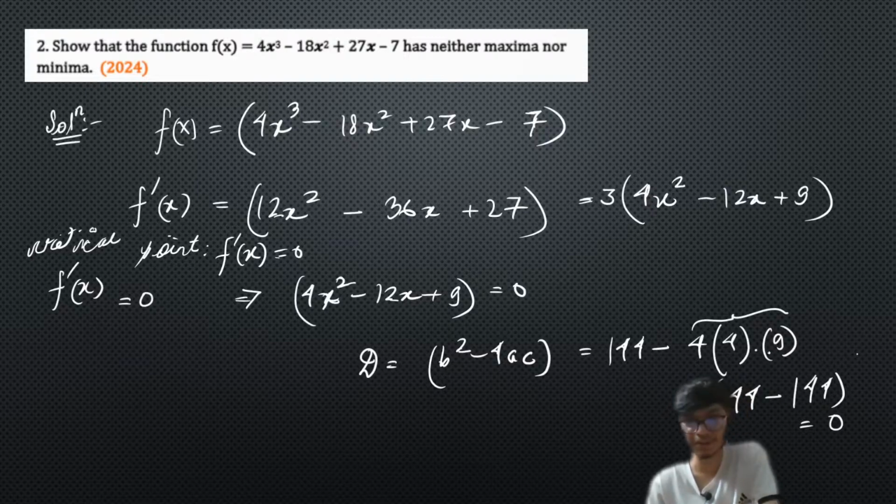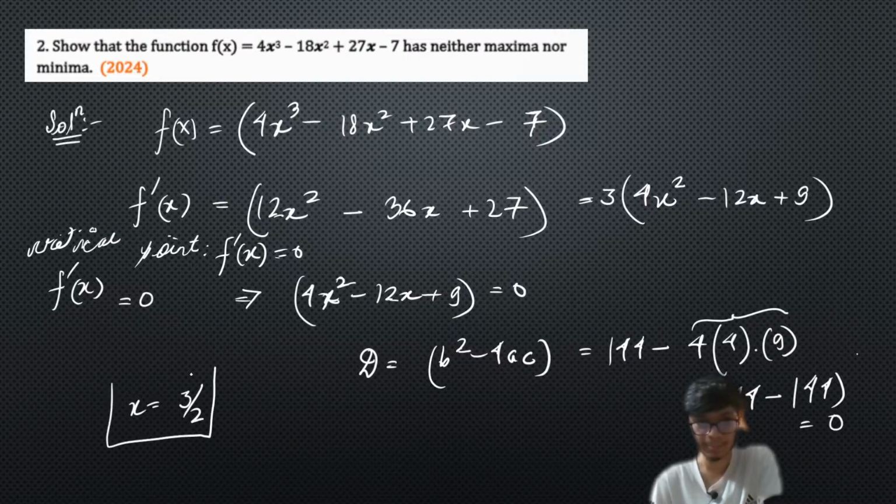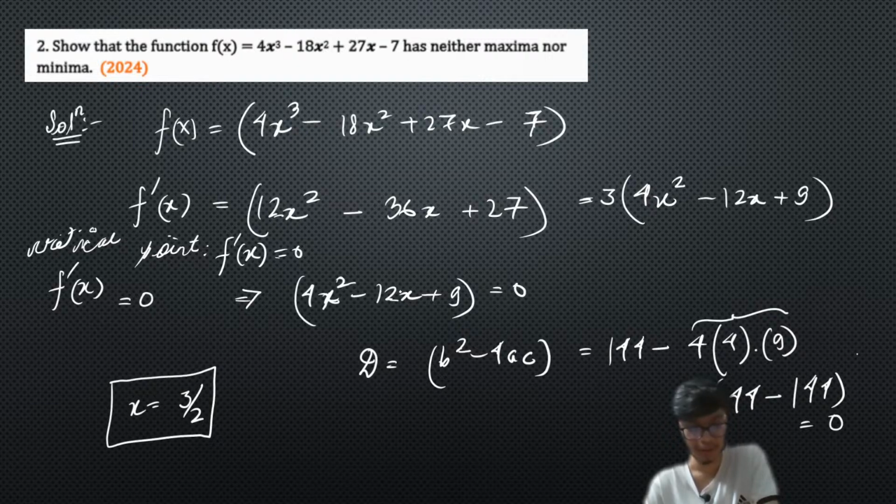The point of inflection is 3 by 2, right? Because that is the critical point. Yes, correct. So we will have the critical point over here as 3 by 2, right? You can check. You can try to simplify this part. It's very simple, right? So we'll have only one root, and that is basically 3 by 2, right? Now you have to prove that this is the point of inflection. It is not the point of maximum or minimum, right?